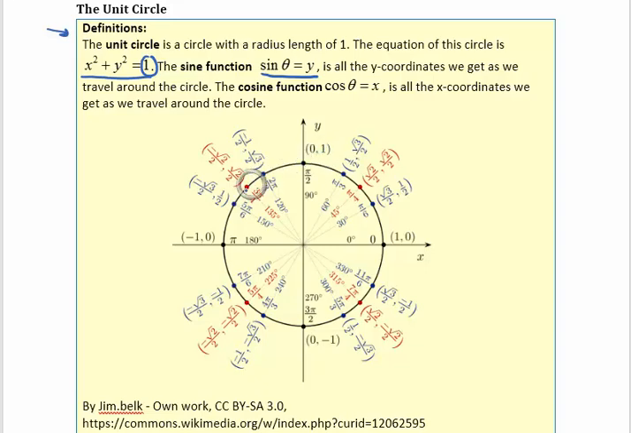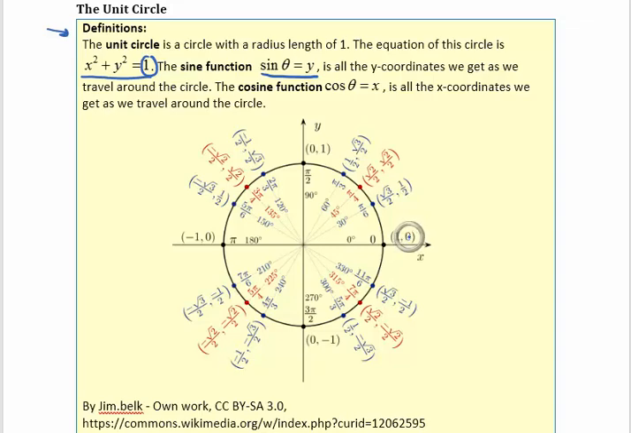Well, basically what happens is we define this sine function to be all of the y coordinates we get as we travel around the circle, this little unit circle of radius 1. So if we look here, these are our ordered pairs. Here's x and here's y. And so these are all my y values here.